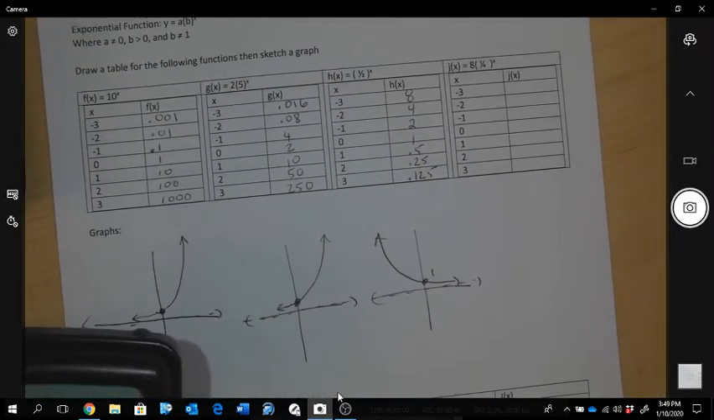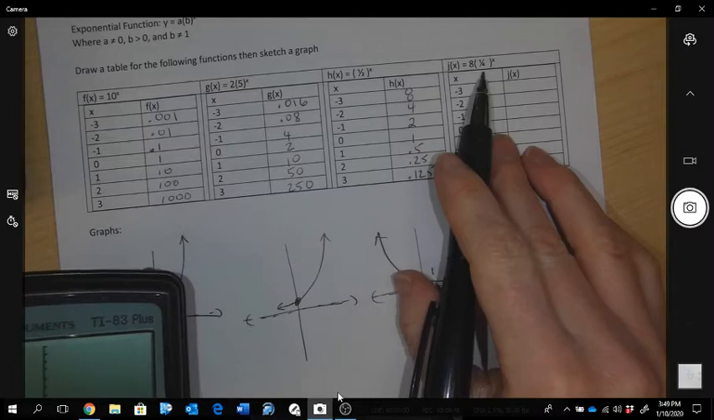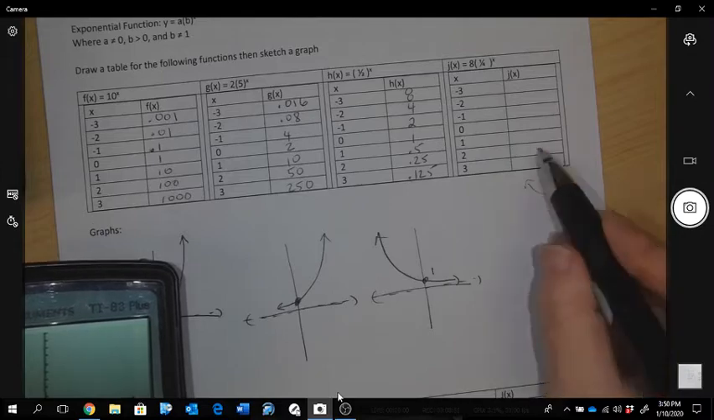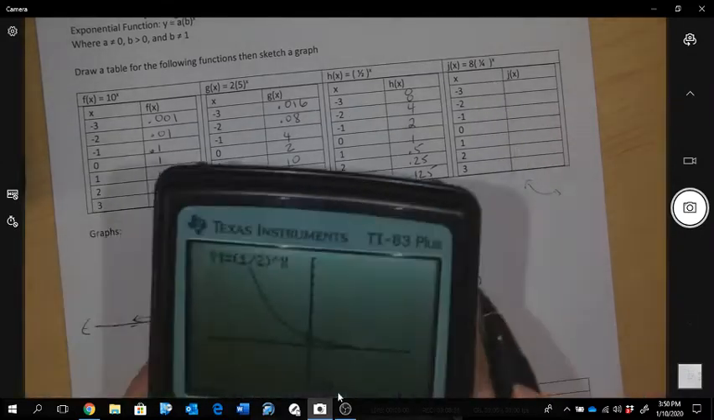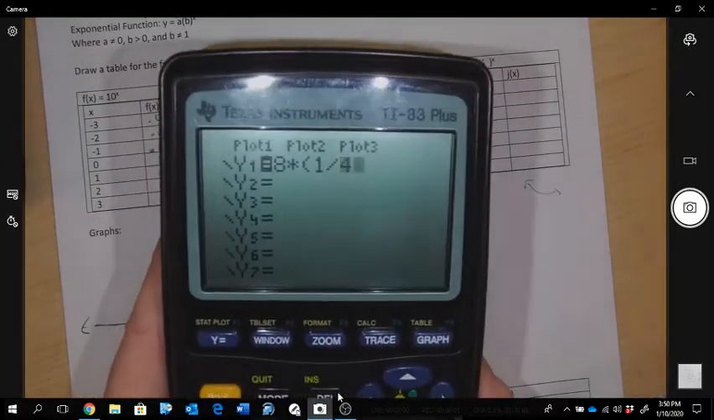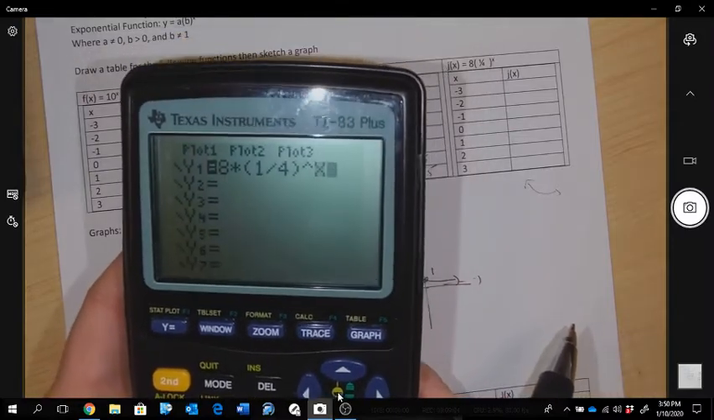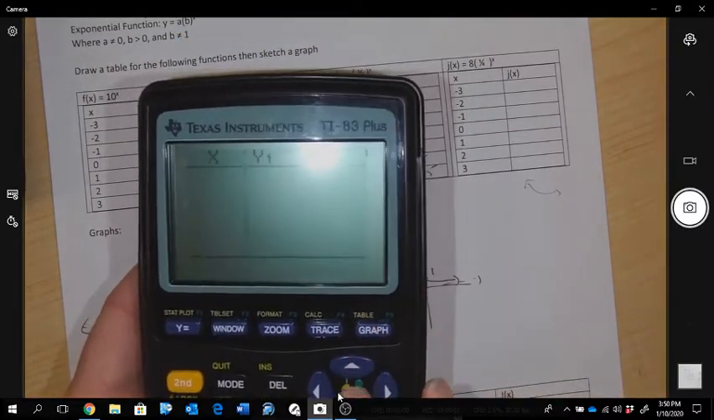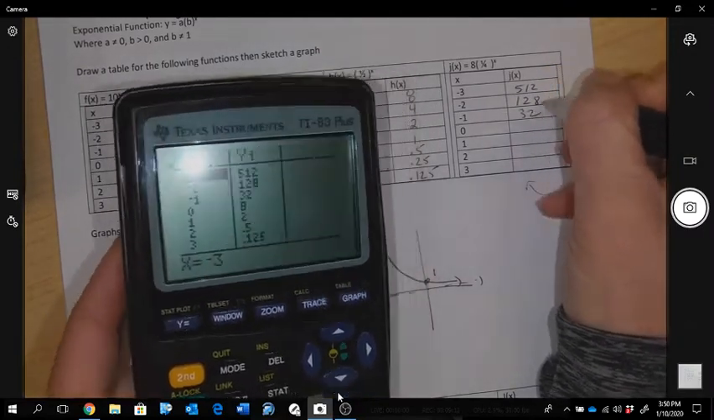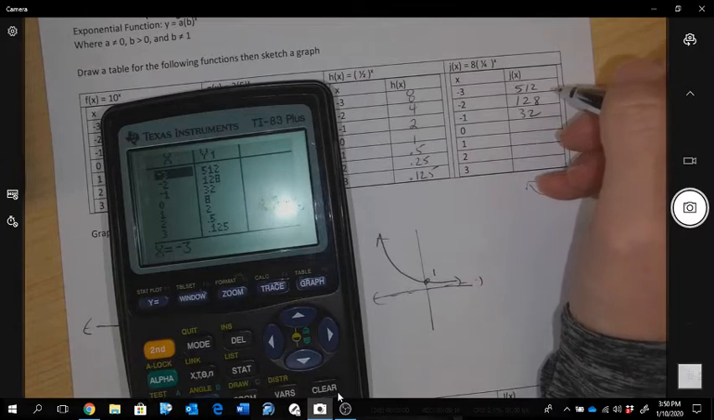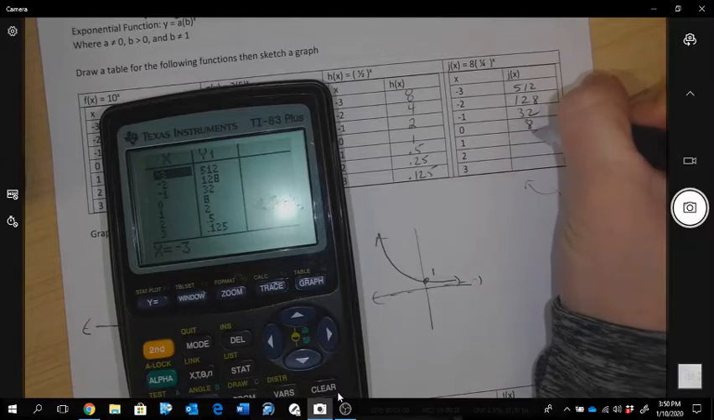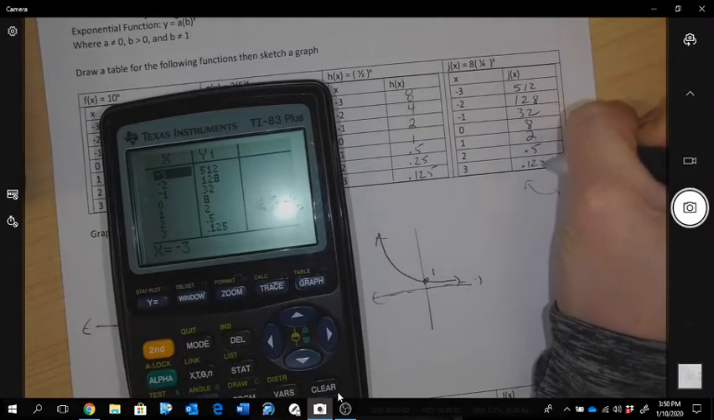Okay, last one. We have a fraction base again, so my prediction is it's going to go downward. And we have a coefficient, so that's going to change my y-intercept. That's my predictions. 8 times a quarter to the x. So table: 512, 128, 32, 8, 2, 0.5, 0.125.